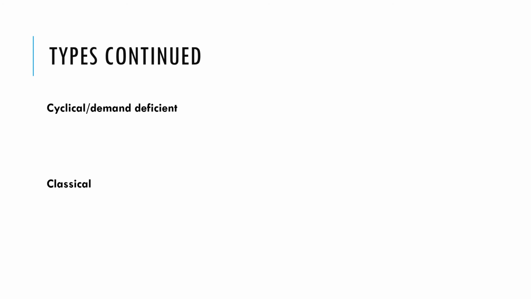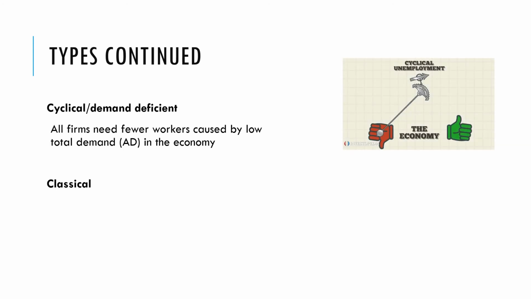Okay, 2 more. Cyclical and demand deficient. That unemployment comes about because there is low demand in the economy. And if there is low aggregate demand in the economy and less is being produced, then we need less workers. They're being made unemployed. We will call that cyclical or demand deficient unemployment.